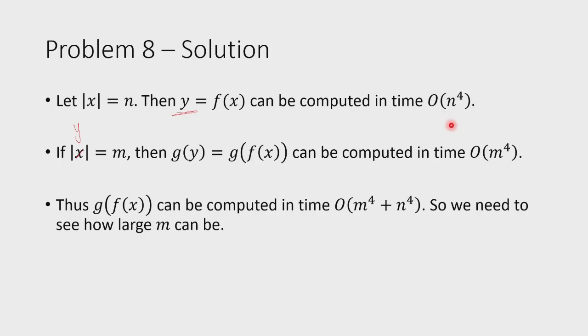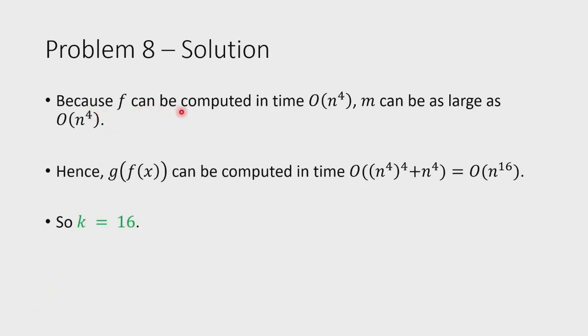You are very close. So is this polynomial time only? No, I can do better than polynomial time, because what I know is that f runs in time order n to the 4. Let me tell you what it is. Because f can be computed in time order n to the 4, the maximum possible value of m is order n to the 4. Why? Because in order n to the 4 time, you cannot write anything more than that, right? You have to at least write down m.